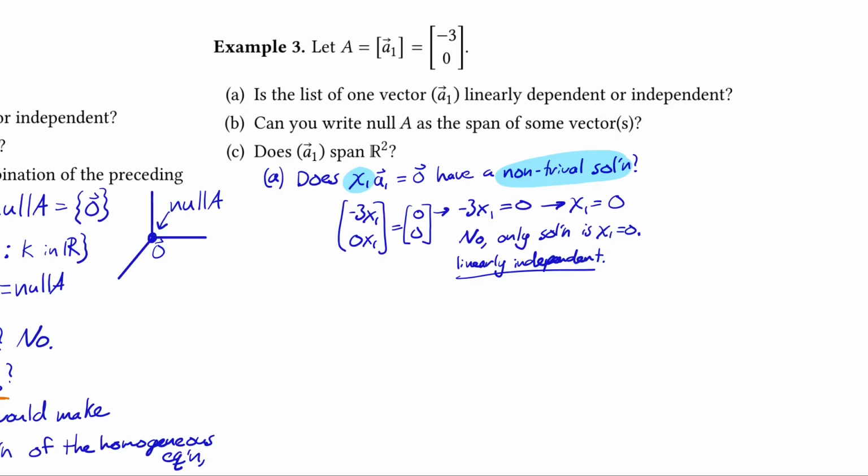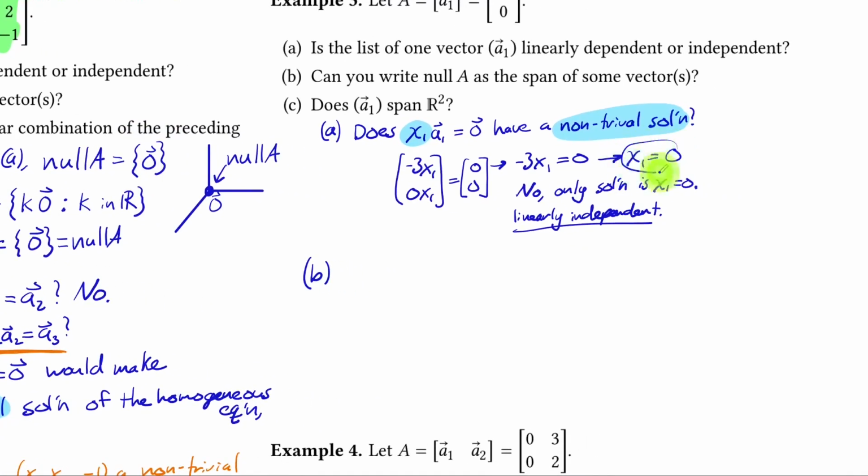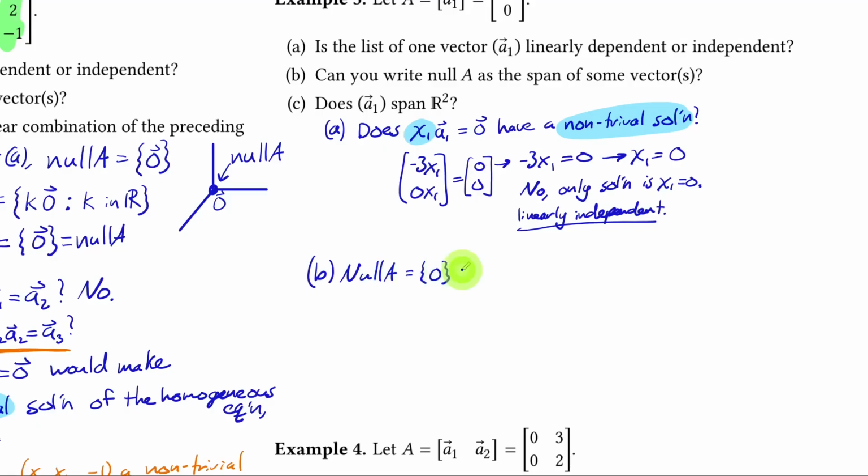Can you write the null space of A as the span of some vectors? Okay, well, the null space of A is just the one solution, the trivial solution. And this is just like part B before, just like what we did here. It's just the 0 vector. But in this case, it's really just the 0 number. And you can think of that as the set of all multiples of 0. So yeah, if you want to write this as a vector or not, it doesn't really matter. So yes.